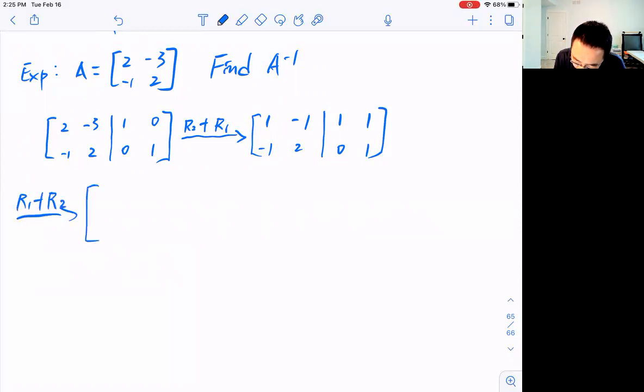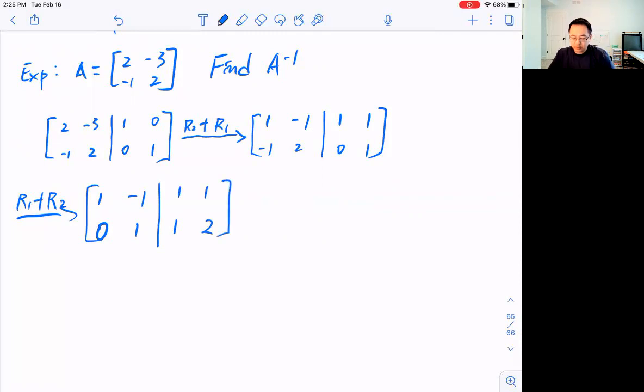So that means the change is in R2. So -1 doesn't change. Now the second row, -1 plus 1 is 0. Then 2 plus -1 is 1. Then you do the same thing you did here, where 0 plus 1 is 1, and 1 plus 1 is 2. And then you didn't do anything to change row 1.